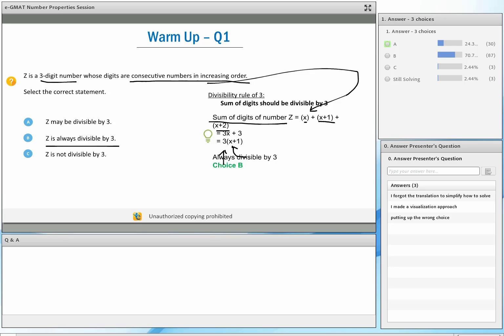I forgot the translation to simplify how to solve, putting up the wrong choice. I took 5 to 6 examples, understanding the question.